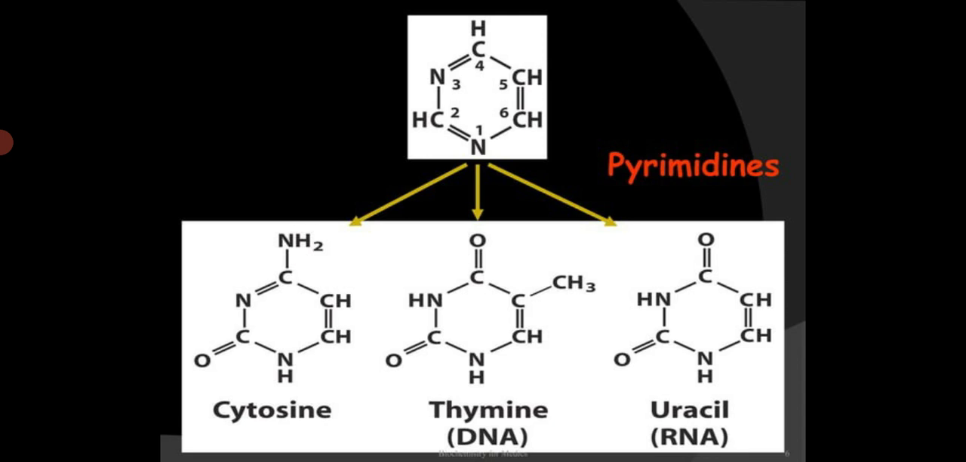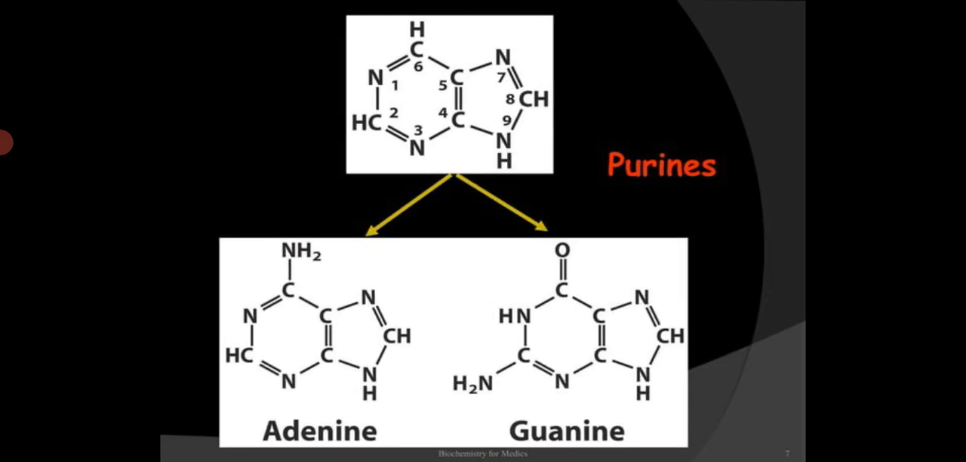Three pyrimidines are there: cytosine, thymine and uracil. In DNA there is no presence of uracil. It is present in RNA, and in RNA there is no thymine, there is uracil. Cytosine, thymine and uracil, these three are pyrimidines.